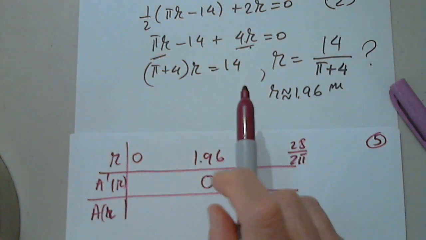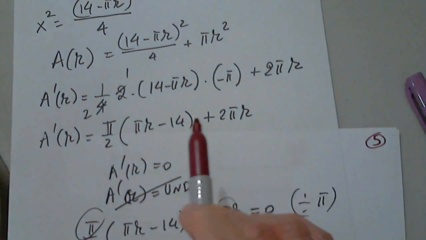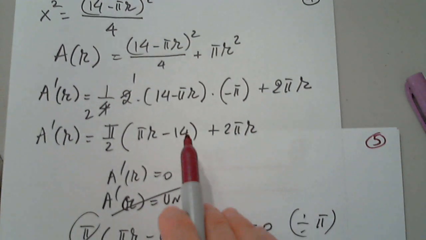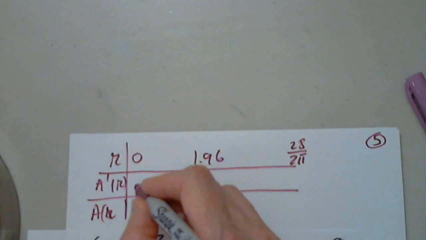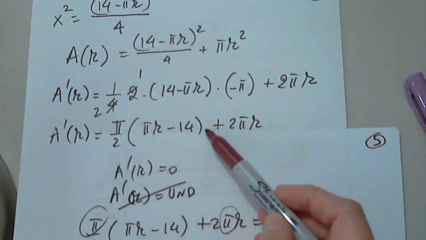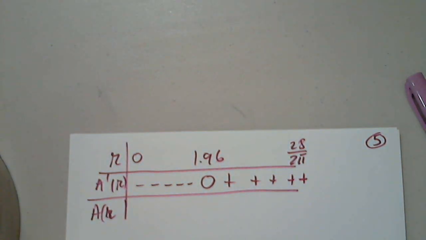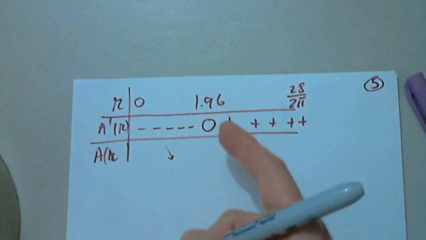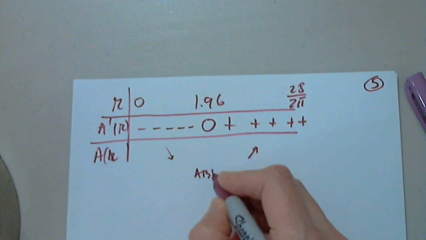Okay, so I go back to the first derivative and study the sign. Here's the first derivative. If I plug in 0, this is going to be a negative number. If I plug in 10, this is going to be a positive number. So we know that this will be the minimum, and the absolute minimum.